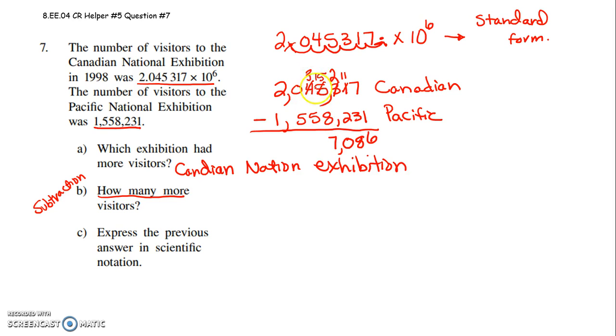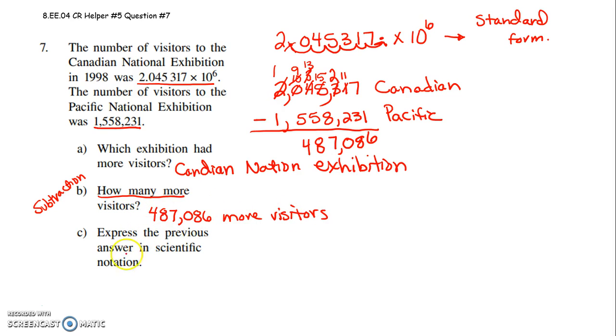Can't take 5 from 3. Here, this is a 0, so I have to jump over here and borrow from that 2. That 2 becomes a 1, and that becomes a 10. Now I can borrow from this. That 10 becomes a 9 to make this a 13. 13 minus 5 is 8. 9 minus 5 is 4. And then 1 minus 1 is 0. So how many more visitors? 487,086 more visitors.